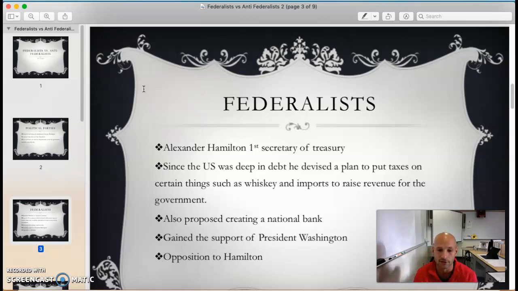In order to do this, and we'll talk a little bit about this later on, he created something known as the Elastic Clause in the Constitution. Basically, the Constitution of the United States says that the federal government has the power to tax. Well, the Federalists and Alexander Hamilton said there's no possible way that we can tax without a national bank.